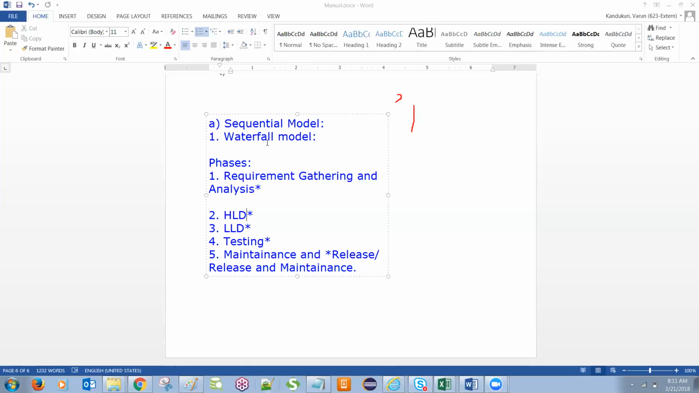The waterfall model also comes under the sequential model, because the waterfall model contains different phases, and the next phase is entered only when the first phase is completed. As these phases go in a sequential way, it comes under the waterfall model and the sequential model. Okay, you are clear, right, up to here?